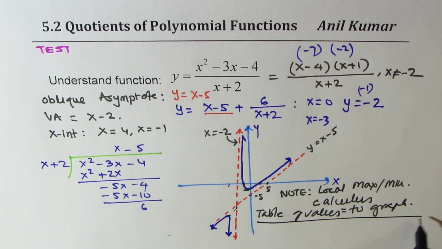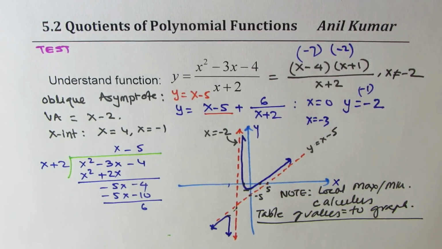So I'd like you to take some values of x and then graph. You'll get a graph as shown here. So I hope that makes sense. Feel free to write comments and share your views. I hope the whole concept is clear.